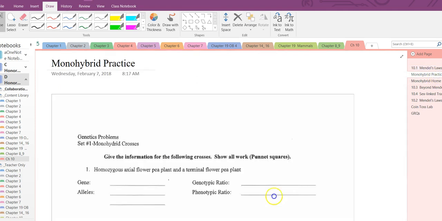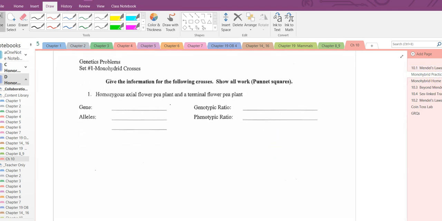So if we go to the practice page, let's work number 1 together. Here we're looking at flower position. The alleles are axial and terminal. I don't think you necessarily remember, but axial is dominant. So when you're assigning letters, you have to use the same letter for each allele, but one gets a capital, the dominant one, and one gets the lowercase, the recessive one.